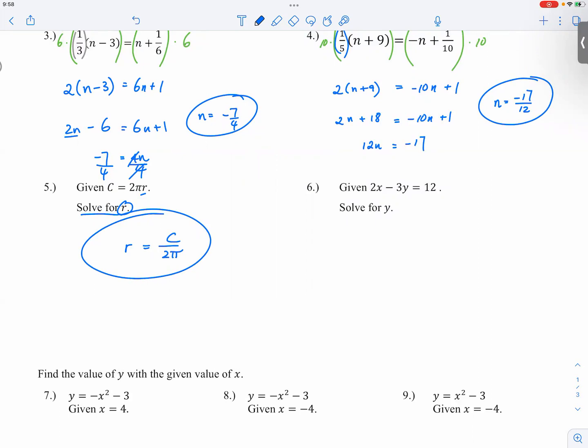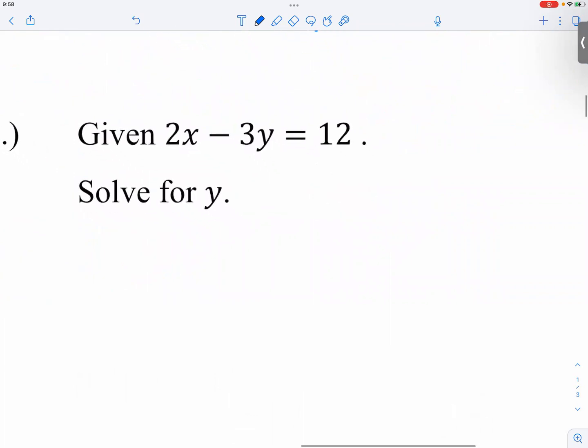And number 6, we say, could you please get rid of the stuff next to y? I got some stuff here. We've got the 2x here. We've got a -3 right here. Could you get them all out of the picture next to y? We say, sure. So what do we do? What do we get rid of first? Should we get rid of 2x or the -3 first?